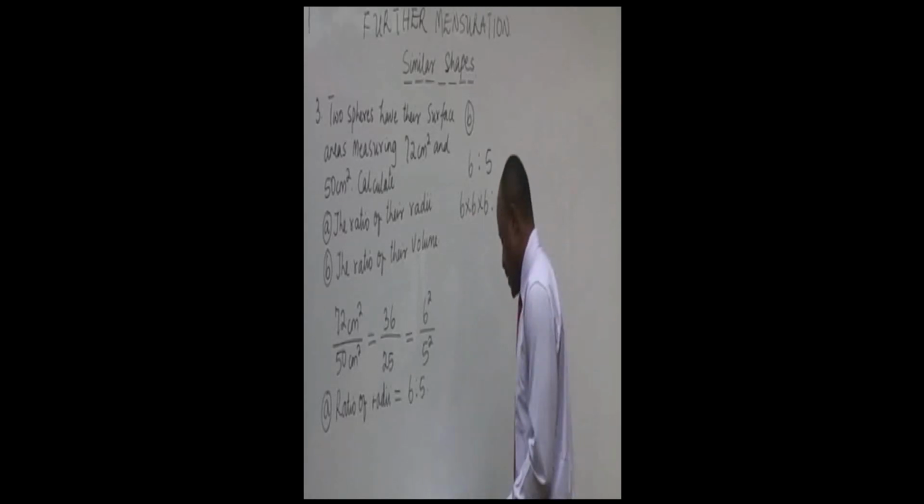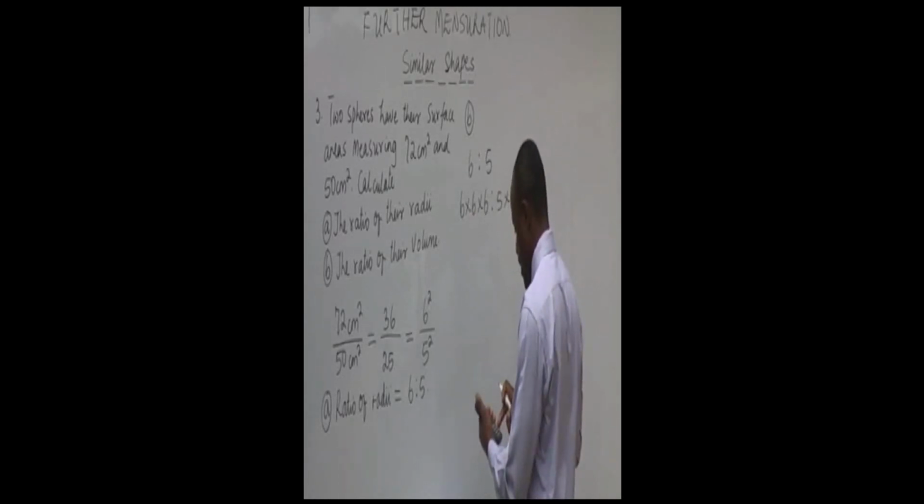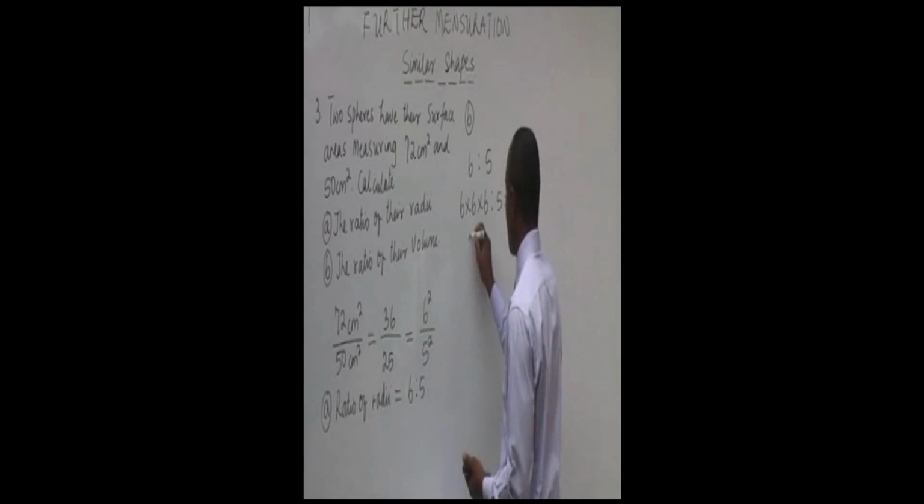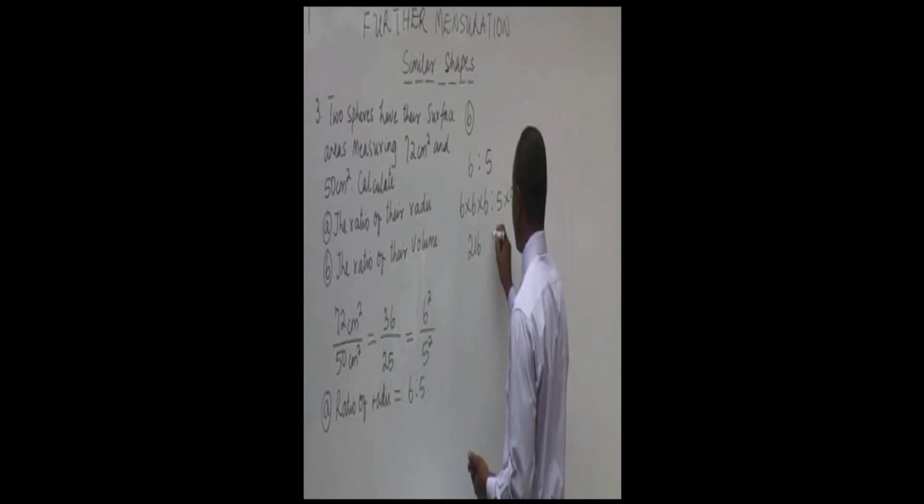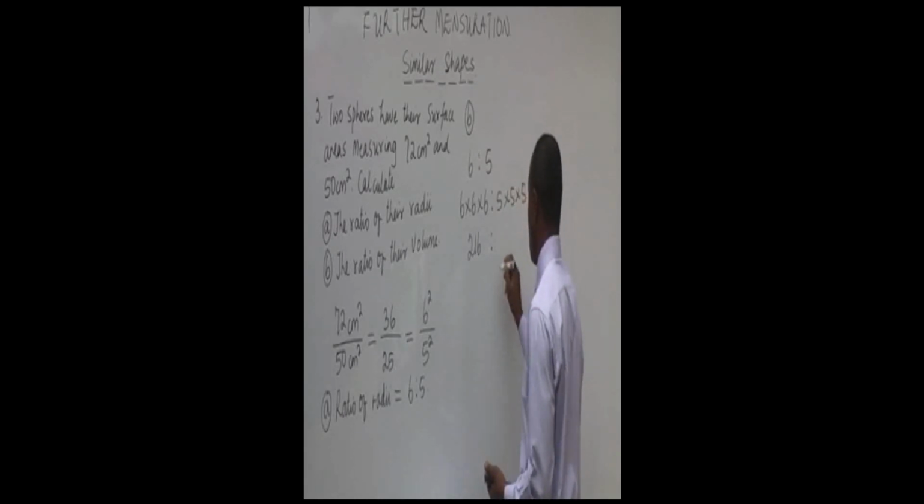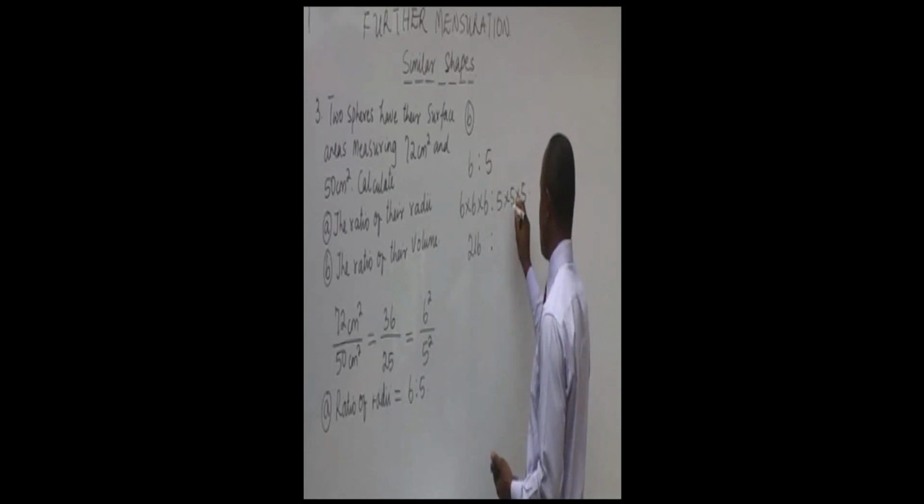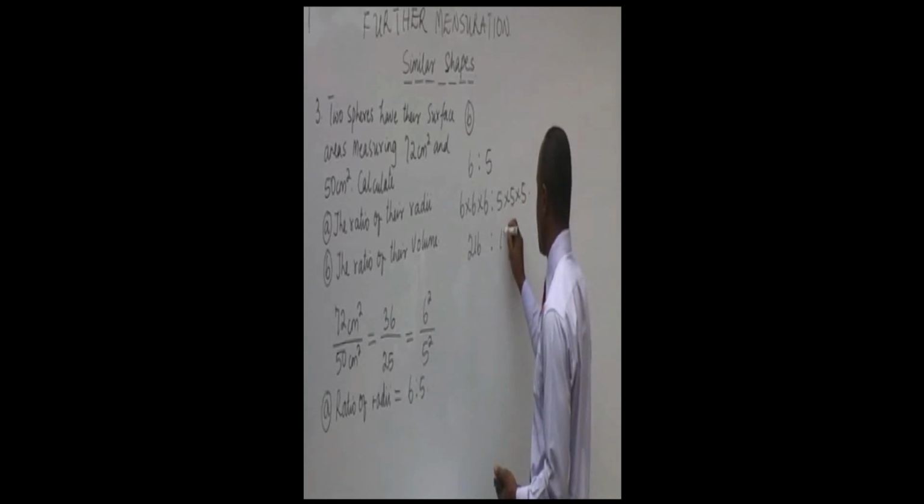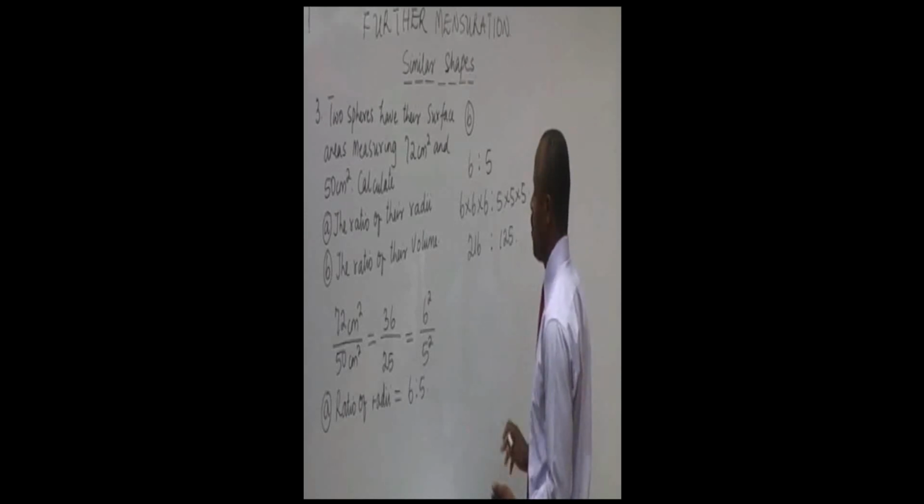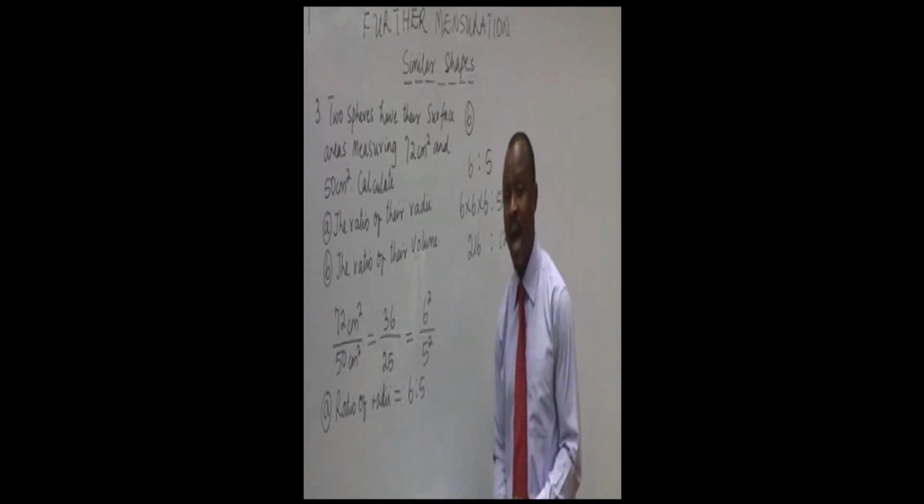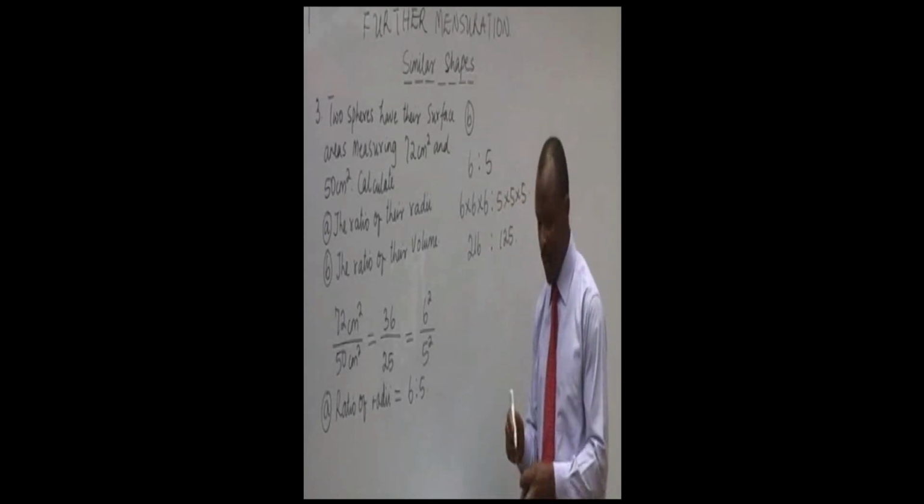6 times 6 is 36. Then 36 times 6 will give you 216, is to 5 times 5 is 25, times 5 will give you 125. So now this is the ratio of their volumes as the question has asked us to calculate.